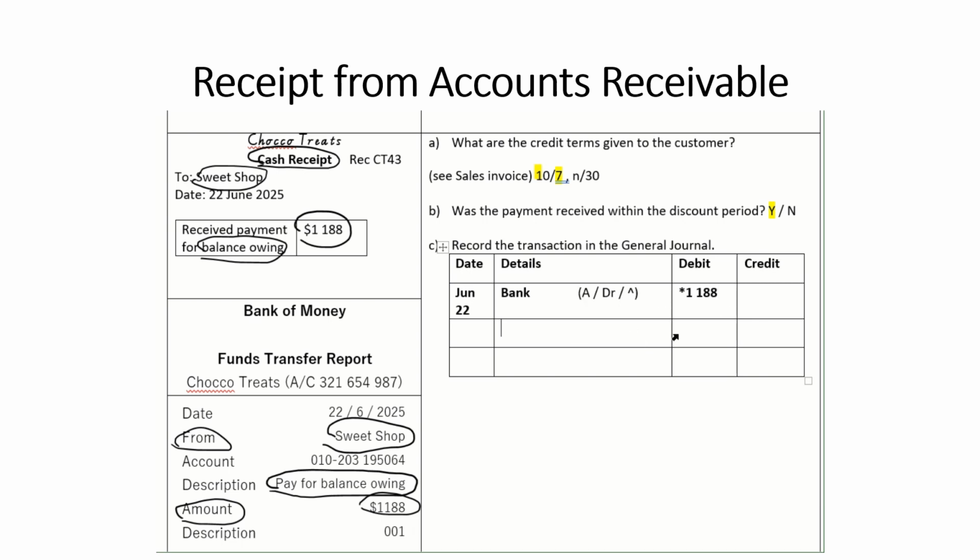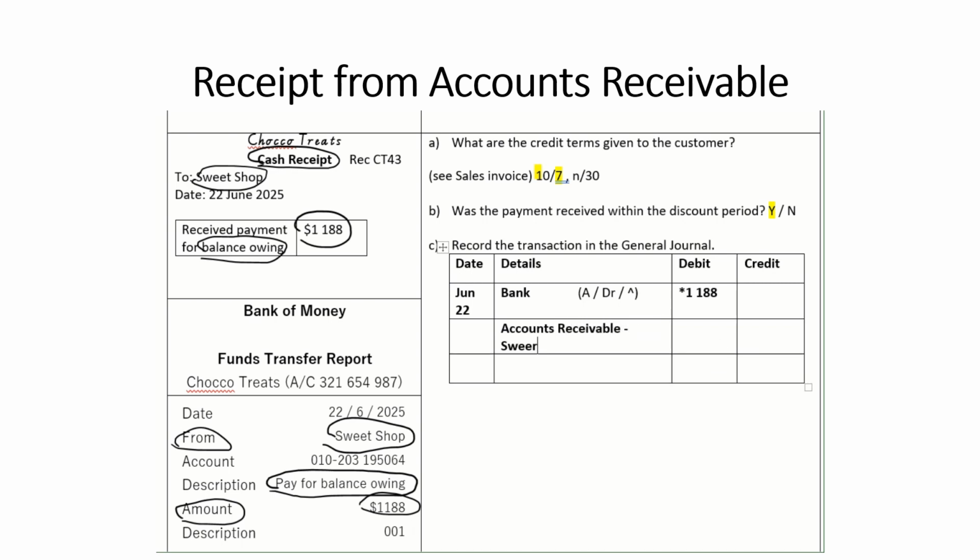Now who did we receive this cash from? It's none other than our accounts receivable, Sweet Shop. So accounts receivable, it's an asset. Since they have repaid us whatever they've owed, the amount that was owing goes down, so they owe us less. So that amount will be recorded on the credit side.